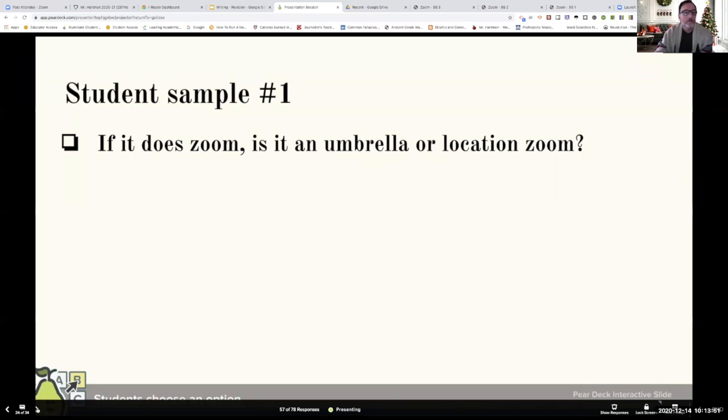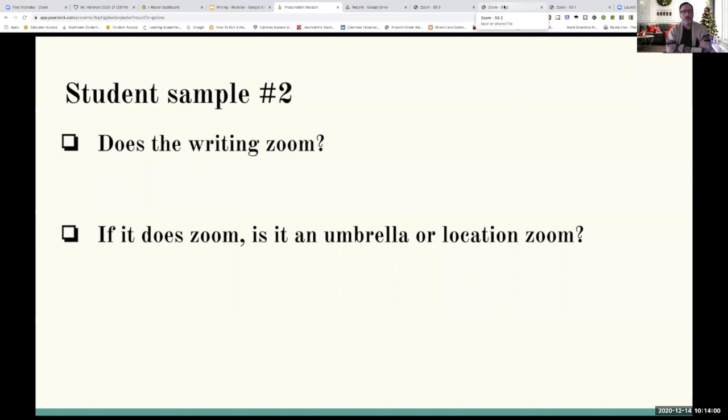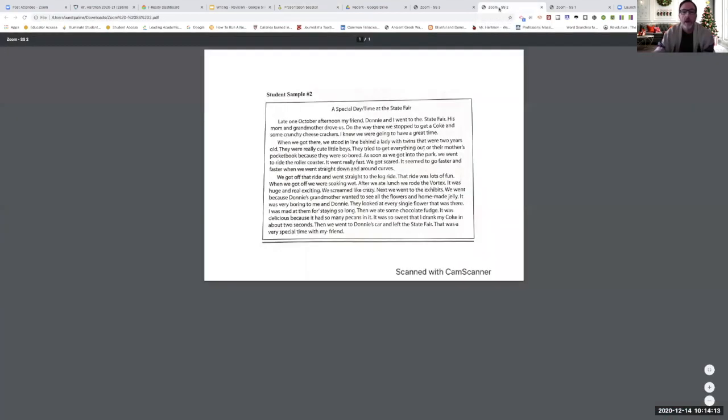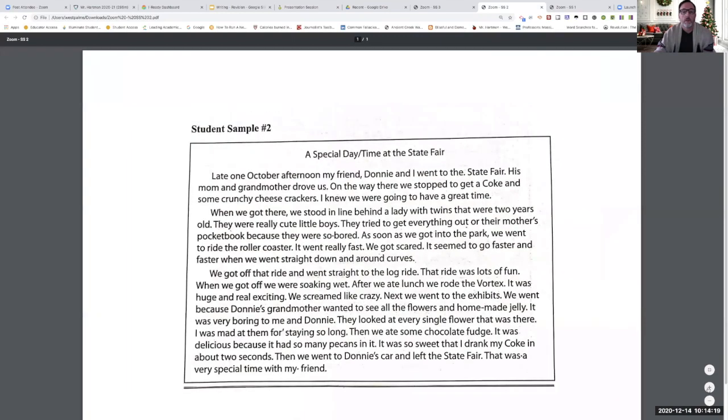All right. So let's go ahead and take a look at sample 2. Same thing, we're trying to answer 2 questions. First of all, does the writing have a specific singular focus? And if it does, is it an umbrella or location zoom? So let's take a look at the second one here.